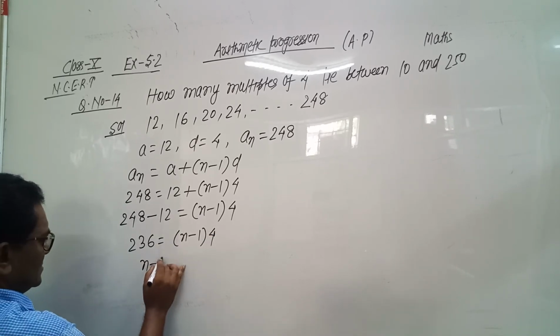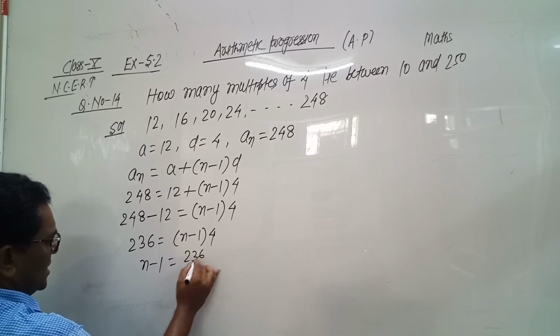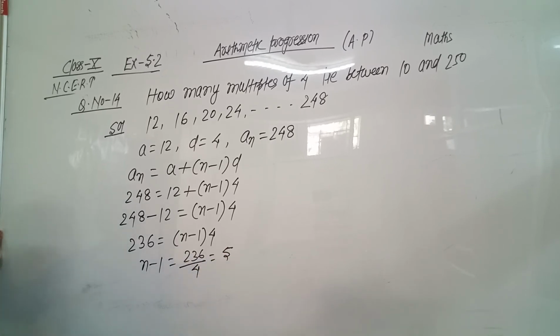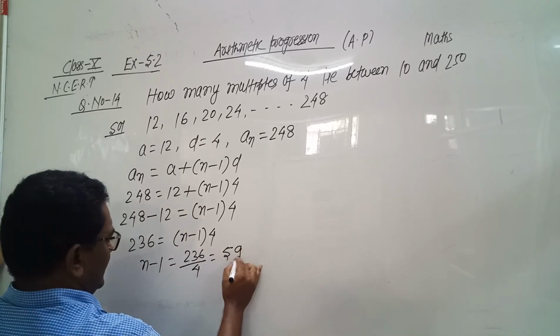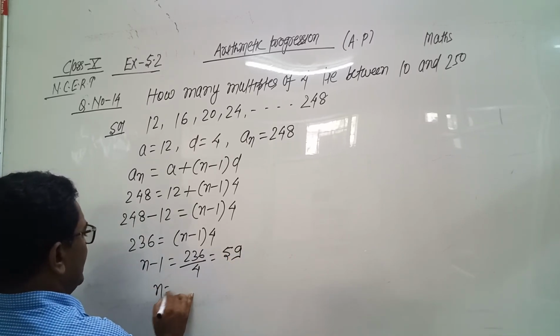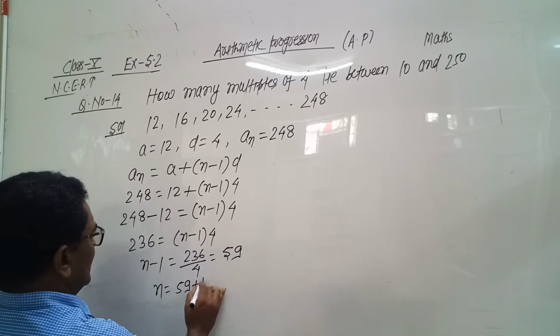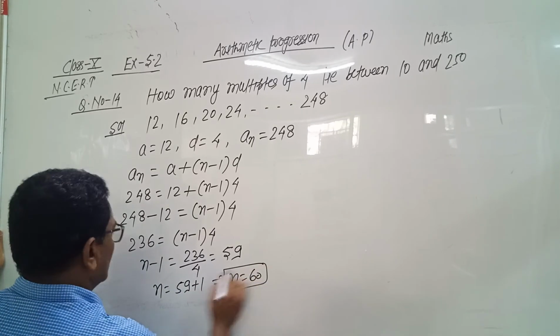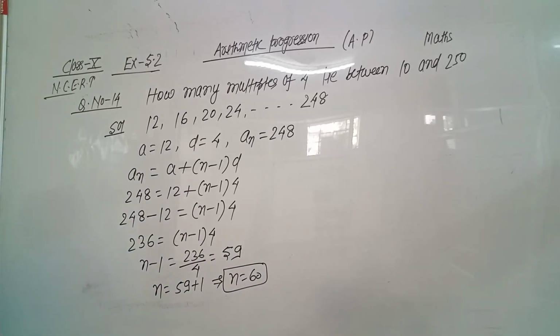And N minus 1 equals 236 by 4, which is 59. And N equals 59 plus 1. So N comes to be 60. So there are 60 terms which lie between 10 and 250 and are multiples of 4.